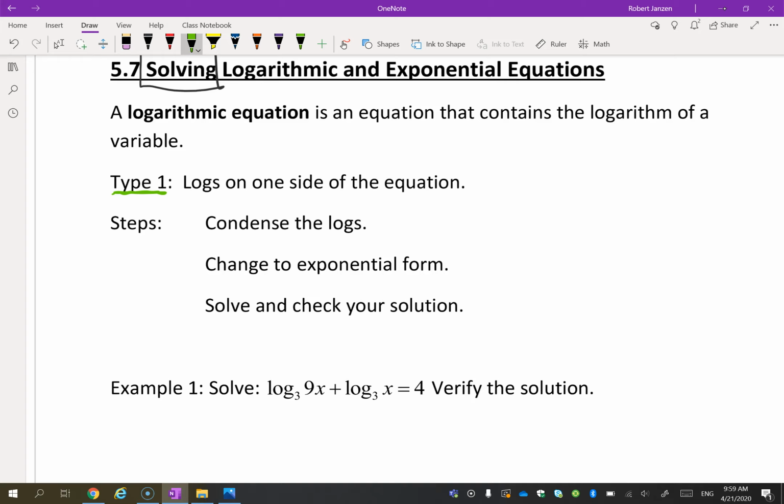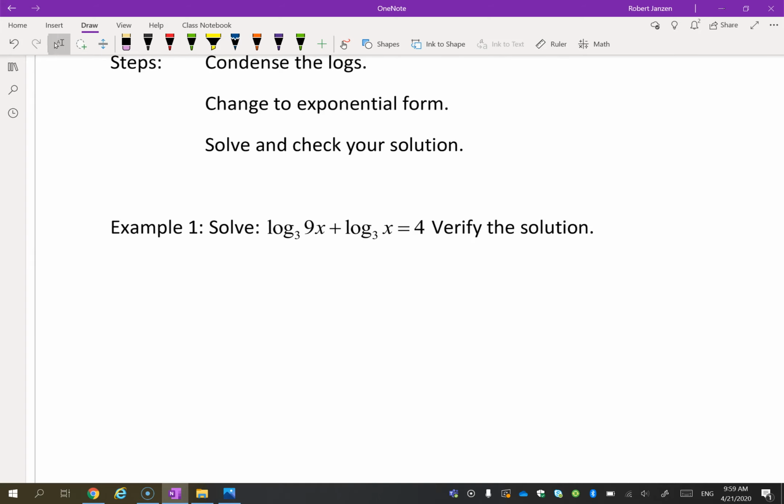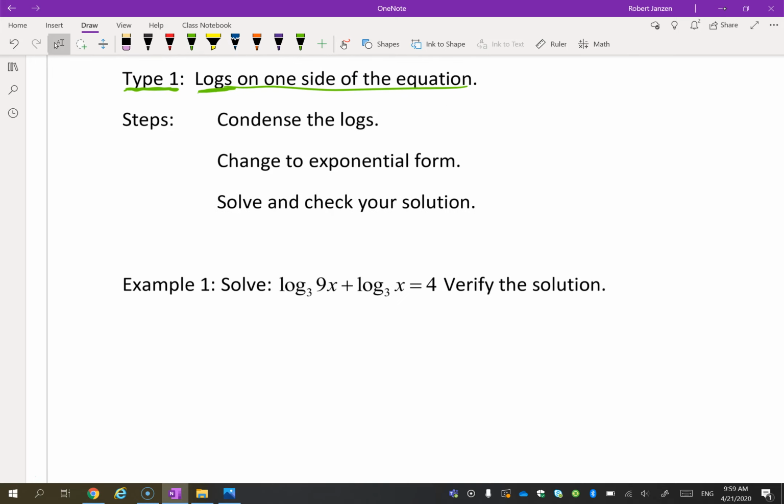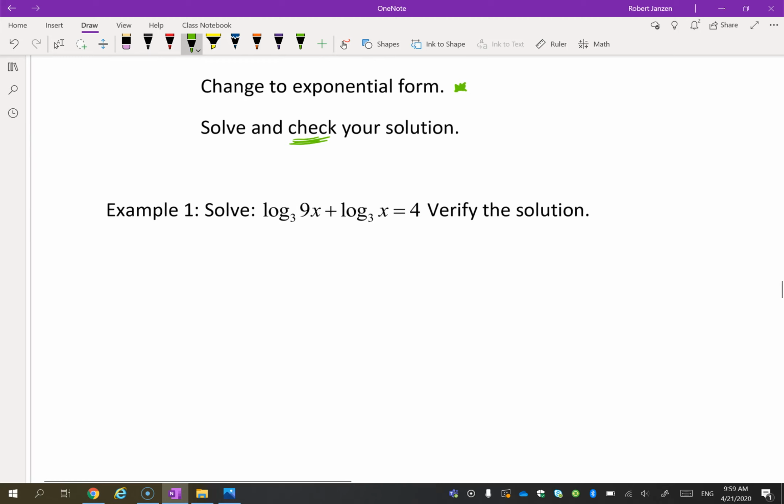So the first type is if there are logs, in other words, the word log, and it's only on one side of the equation. So take a look at this example here. Do you see how there are logs on this side and no logs on the other side? Okay, so this is a type 1 question. When you have type 1, what you're going to do is condense the logs. This is using the log laws. And this is always going to be your step when there's logs on one side. You're going to change to exponential form and then solve. And then we'll talk about this a little bit later. You have to check. So let's take a look at this one.